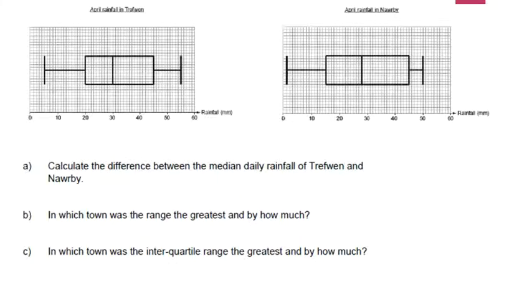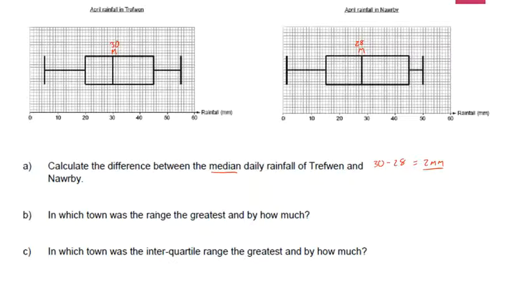So we're being asked to calculate the difference between the median daily rainfall of Trefwen and Newbury. So we want these median values here. Okay, so it's a question of reading off. The median on Trefwen is 30 millimeters. And the median from Newbury reads off here at 28 millimeters. So the difference is 30 minus 28, so there's a difference of 2 millimeters between the medians.